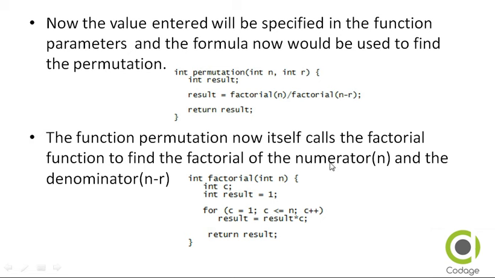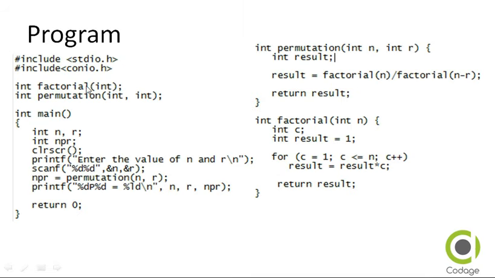Now in the factorial function, as you can see, the variables c and result have been initialized to 1, and the loop goes on until c reaches n, that is c is less than or equal to n, and result into c is being stored in result continuously until the loop ends to find the factorial, and result is returned. Now let us take a quick look at the whole program.